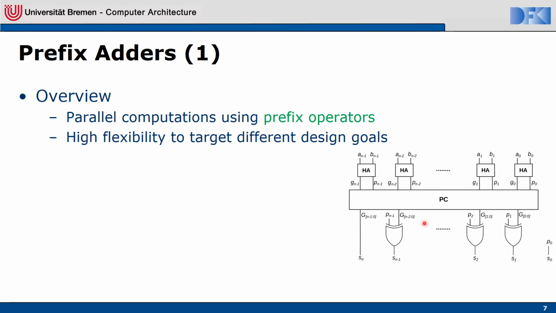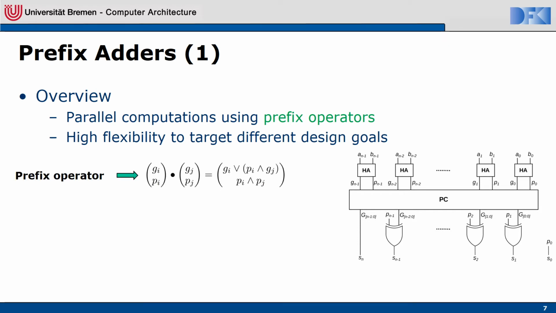And finally, we have the third stage, which is only made of XOR gates, and it can generate the final sum bits. The first and third stage of a prefix adder are always identical. However, the PC block changes based on the type of the adder. In fact, a tree of prefix operators is used in the PC block to generate the carry bits.